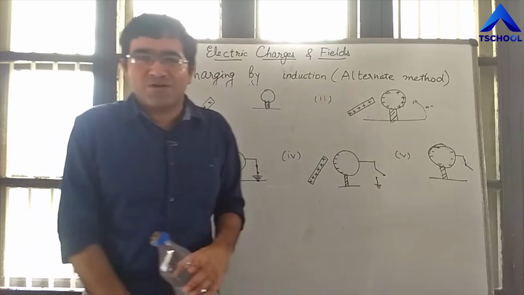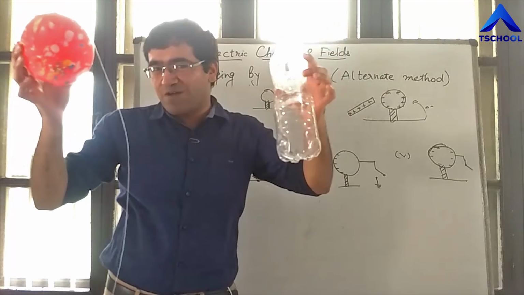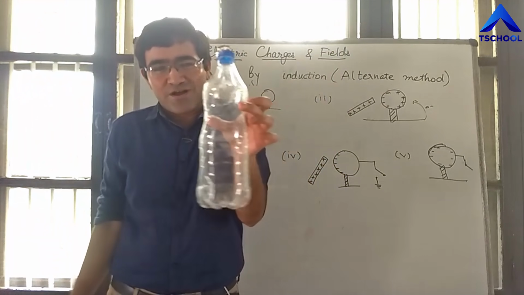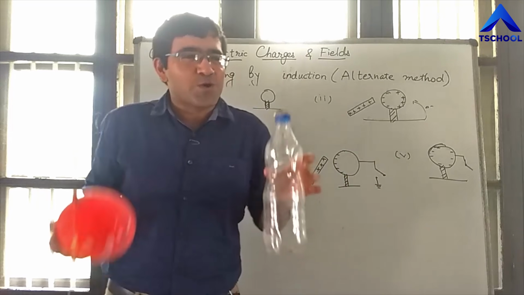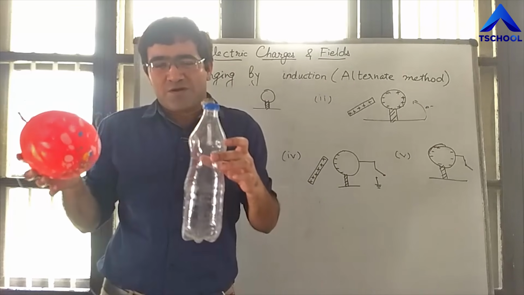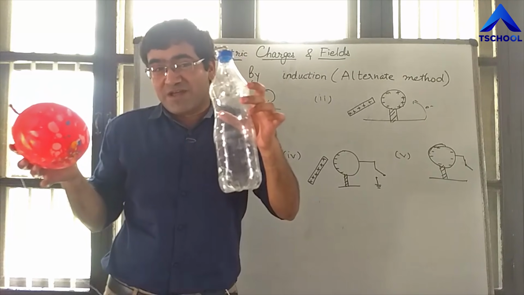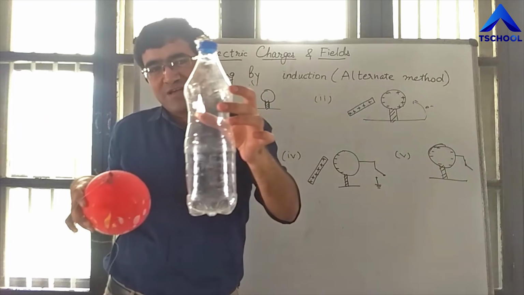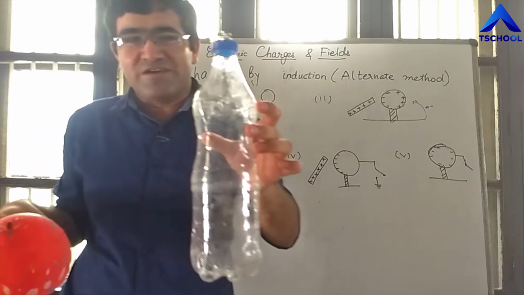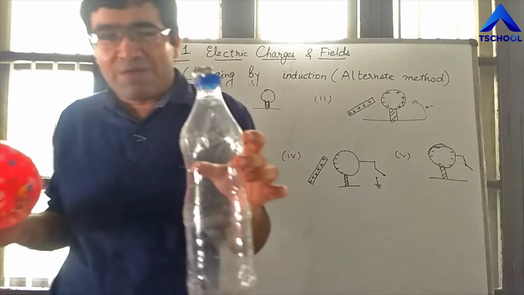So here I am again, with my favorite tools. I hope you remember that this is called an electroscope. Now we have this electroscope, and I hope you remember that it's a device that is used to detect charges. It has got two leaves. I really hope you can see the leaves. They're made up of aluminum in my case.